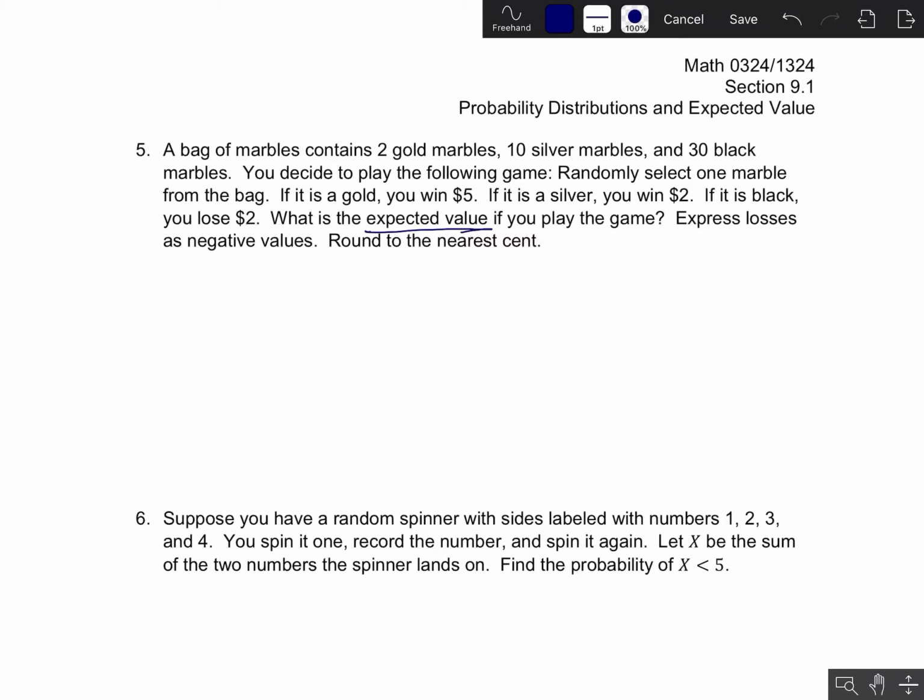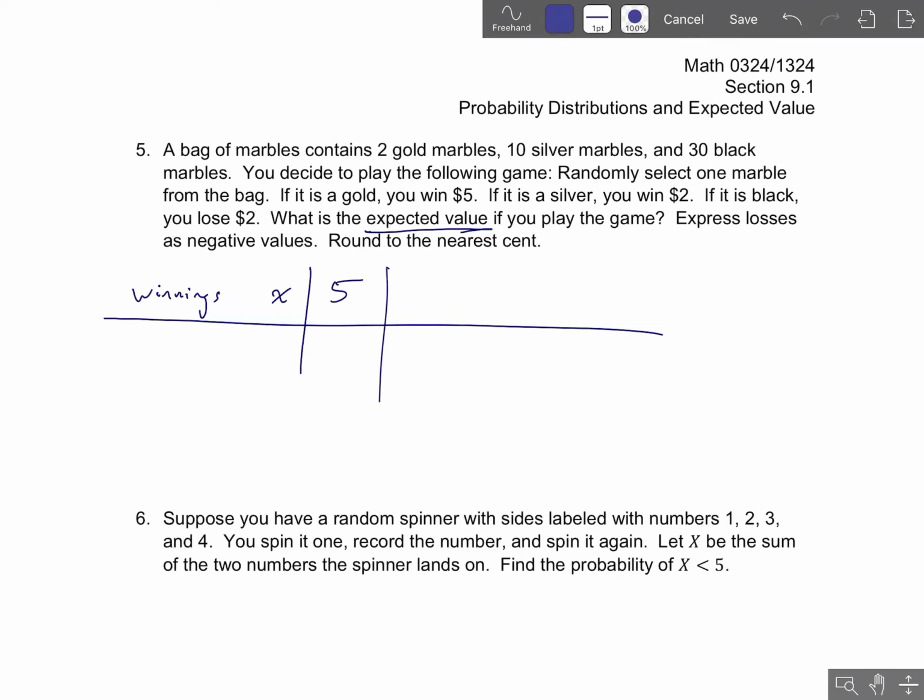And remember that what we're doing in this section is computing the expected value of a random variable. So if you want the expected winnings, you need a random variable that describes your winnings. So I'm going to let the winnings be called x, and let's write down all of the possible outcomes for the winnings. So you could win $5, you could win $2, and you could lose $2.